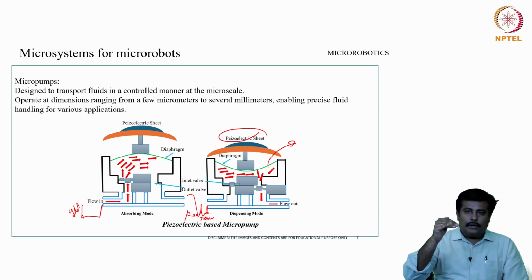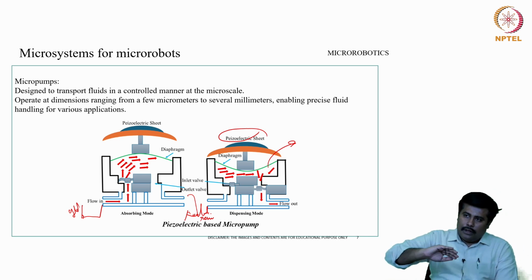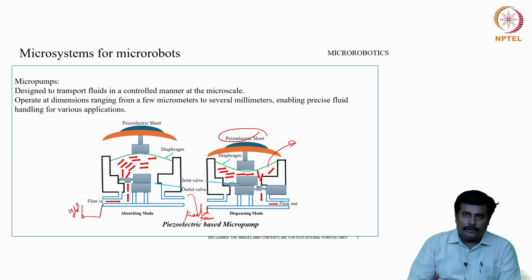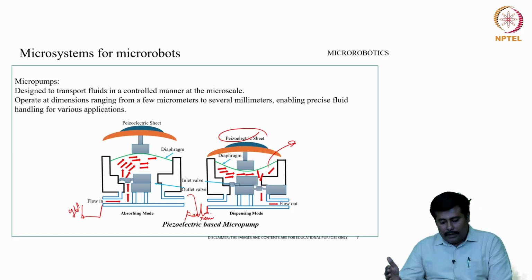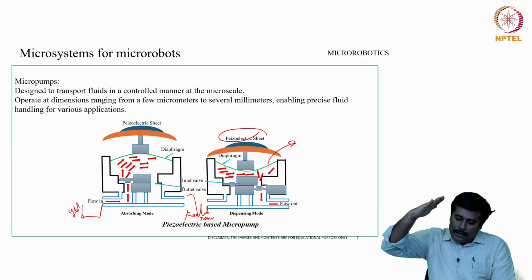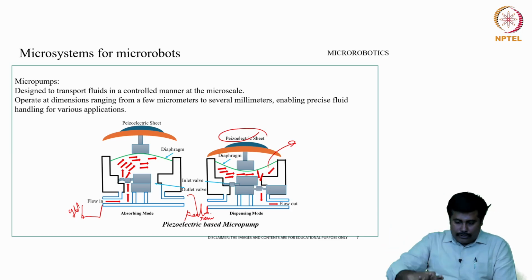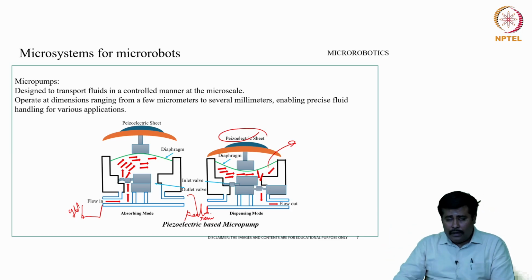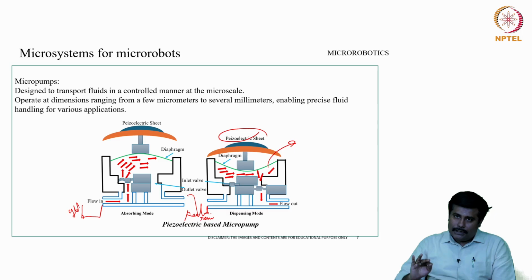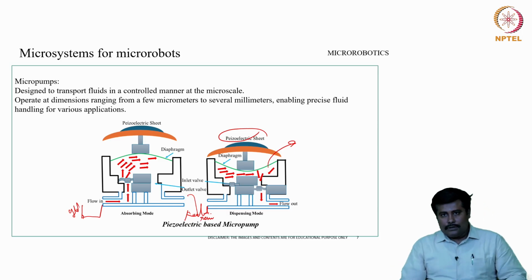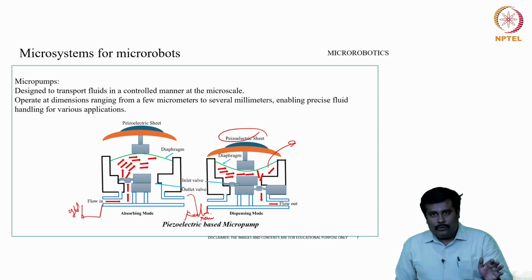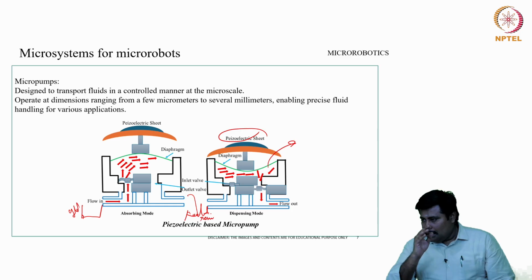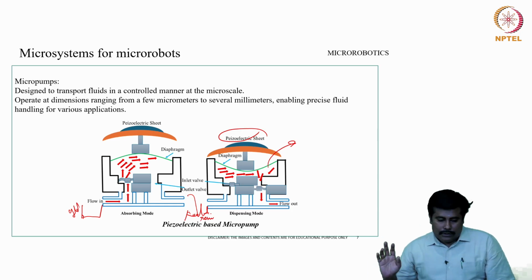Ideally, in the absorbing mode, the piezoelectric structures will be in a particular actuation state so that they initiate a suction mechanism. Then, in the dispensing mode, the piezoelectric sheet is pushed in the forward stroke, so that pressure is created, the suction mode is stopped, and the fluid is made to flow through the surface.